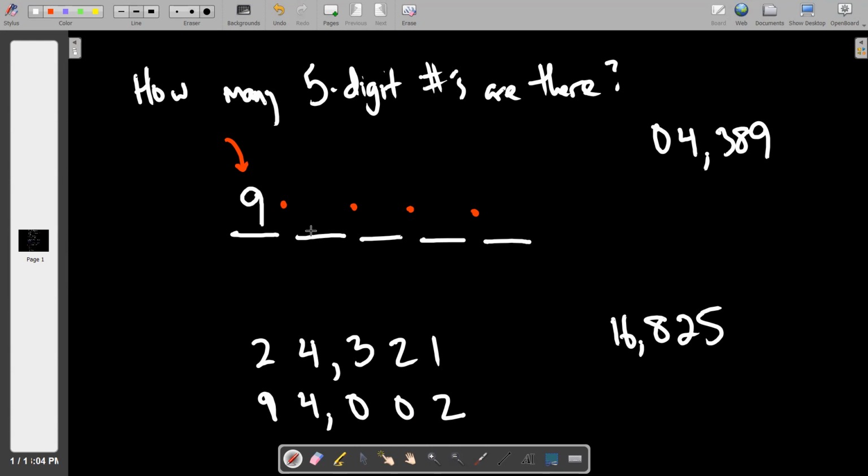Now, what could the second one be? 10. How about the next one? How about the next one? How about the next one? Very good. Got it? So then you would multiply all those together, and that is 90,000. So there are 90,000 possible 5-digit numbers. Good, good. Whether or not things can repeat is kind of a big recurring theme as you go through this.